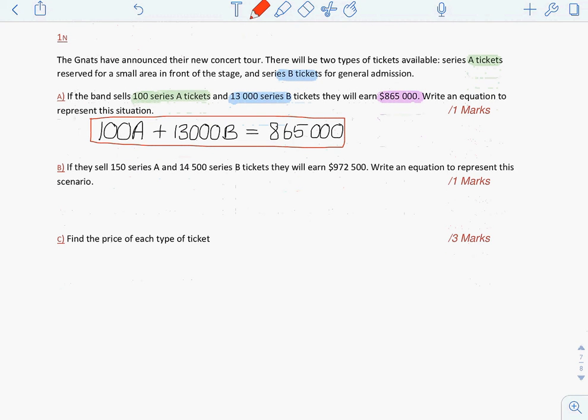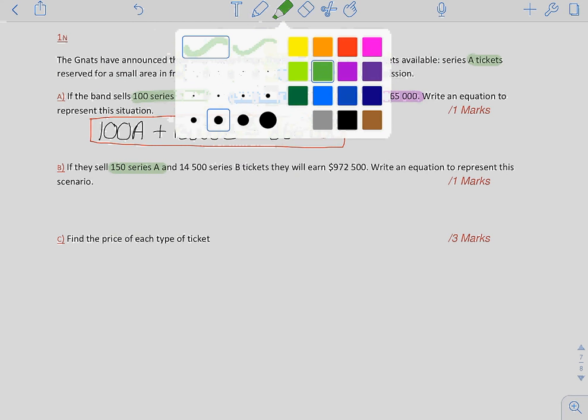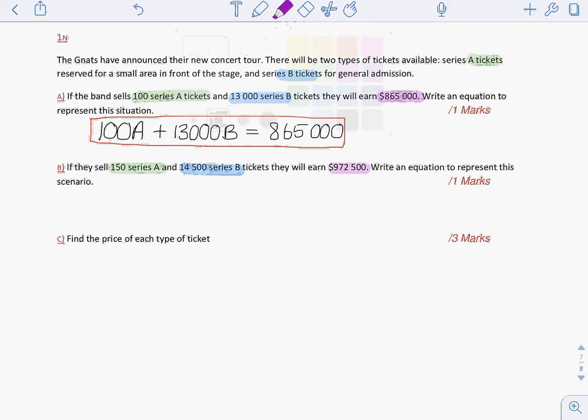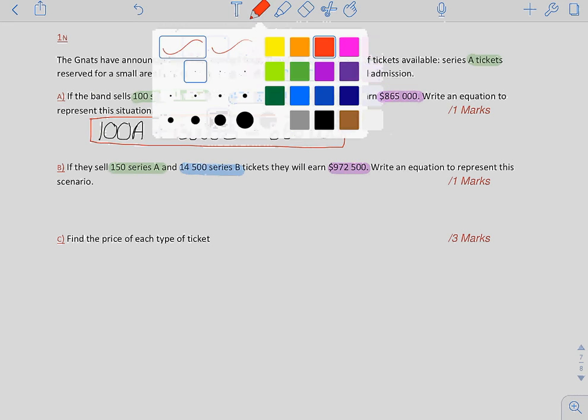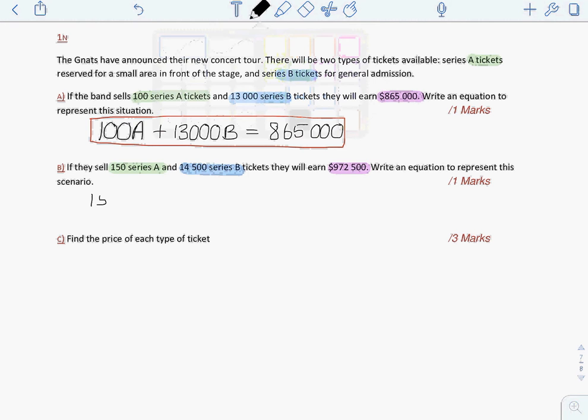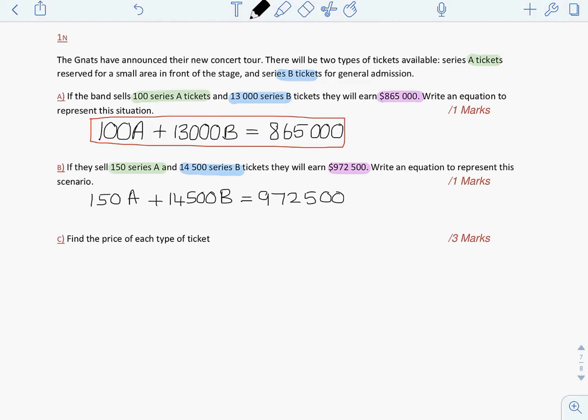It goes on to say, if they sell 150 Series A, so Series A in green, and 14,500 Series B tickets, they will earn 972,500. We need to write an equation to represent this scenario. This is just like the previous one. We have 150 A plus 14,500 B, which will give us 972,500. That's all this question's asking for. Box your answer. 1 equation, 1 mark.